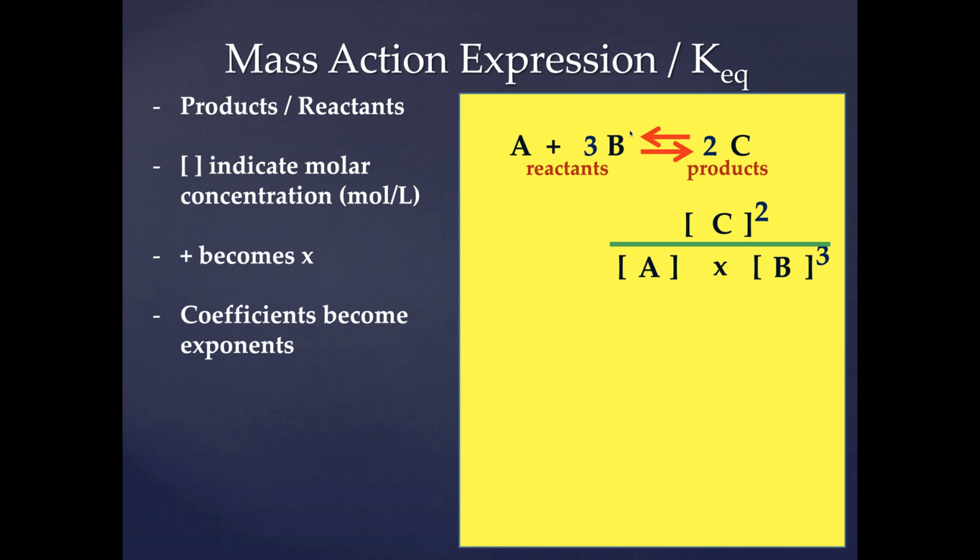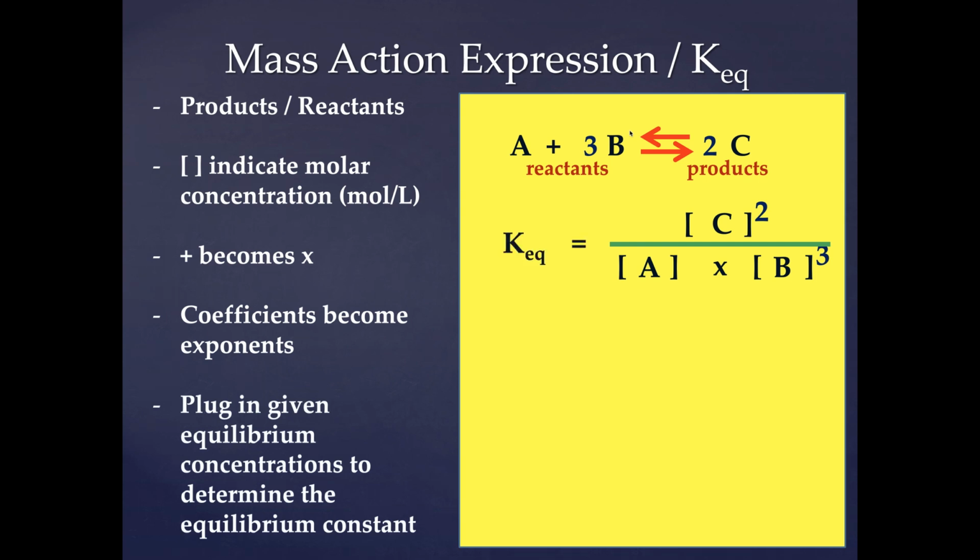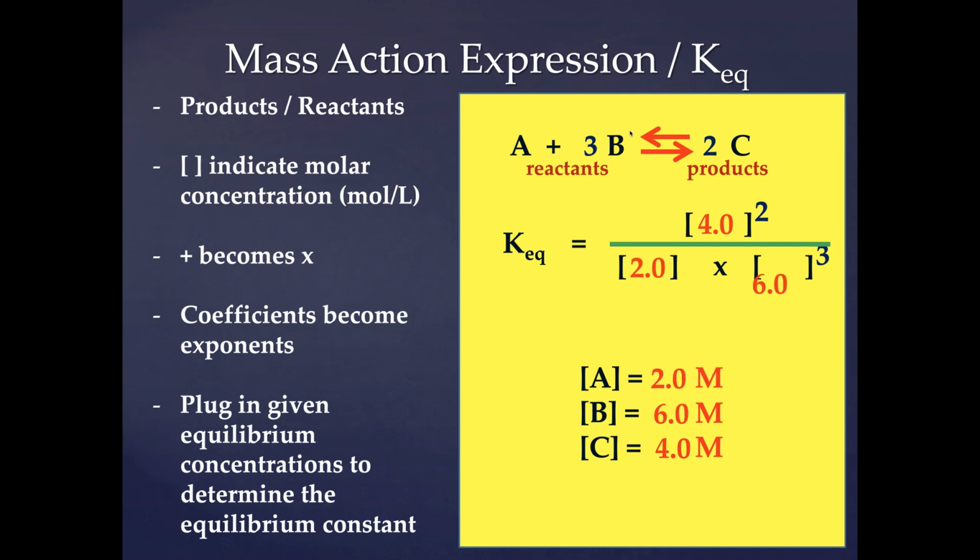We can now plug in numbers based on experimental data to calculate our equilibrium constant. So let's suppose at equilibrium, these are the concentrations we find for these various substances. All we need to do is substitute into the mass action expression. We're going to do C first. C is 4.0 molar, so we make that 4.0 molar squared. A is 2.0, so we'll pop the 2.0 in there. B is 6.0.